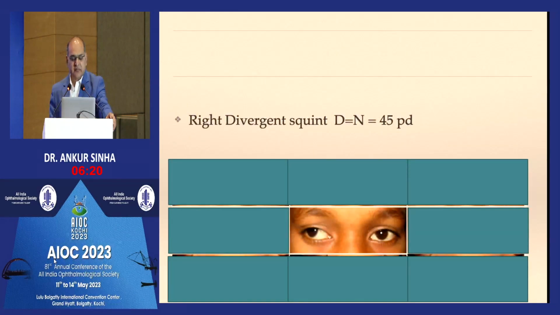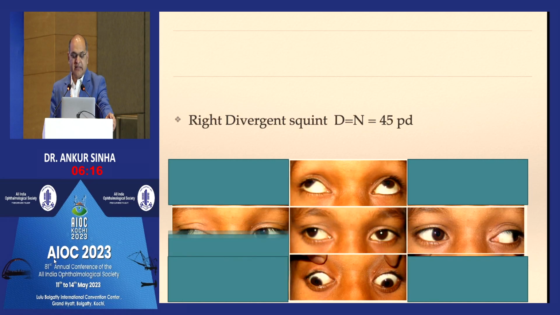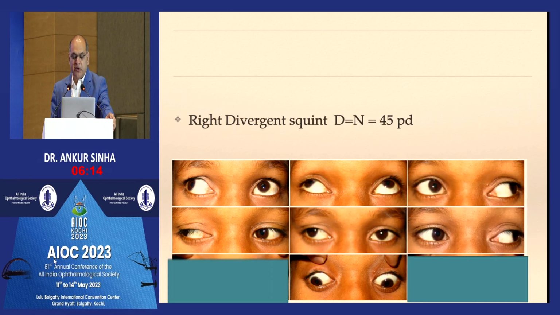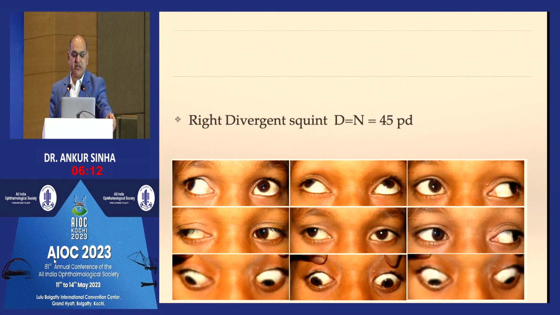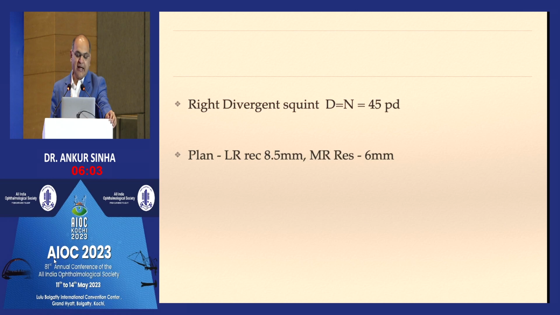Another case here, the case of divergent squint. There is no A or V pattern, no oblique overactions, and the patient has a deviation which is equal for distance and near, around 45 prism diopters. Now, how do we plan this? So we have to correct 45 prism diopters. So we plan for LR recession by 8.5 and MR resection for 6 millimeters. How do we reach this figure?